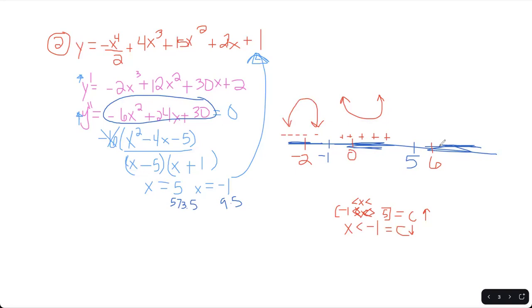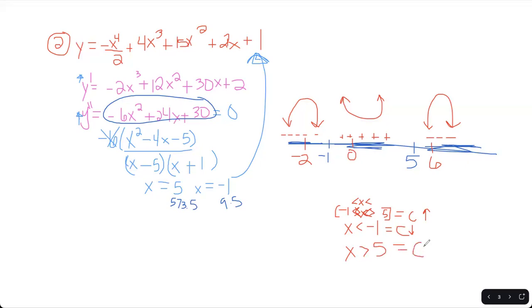And then now I need to test 6. So if I put 6 in, it's a pretty big number again, but you end up getting a negative over here. So that means over on this side, again, we are concave down. So anytime x is greater than 5, then I'm going to be concave down.